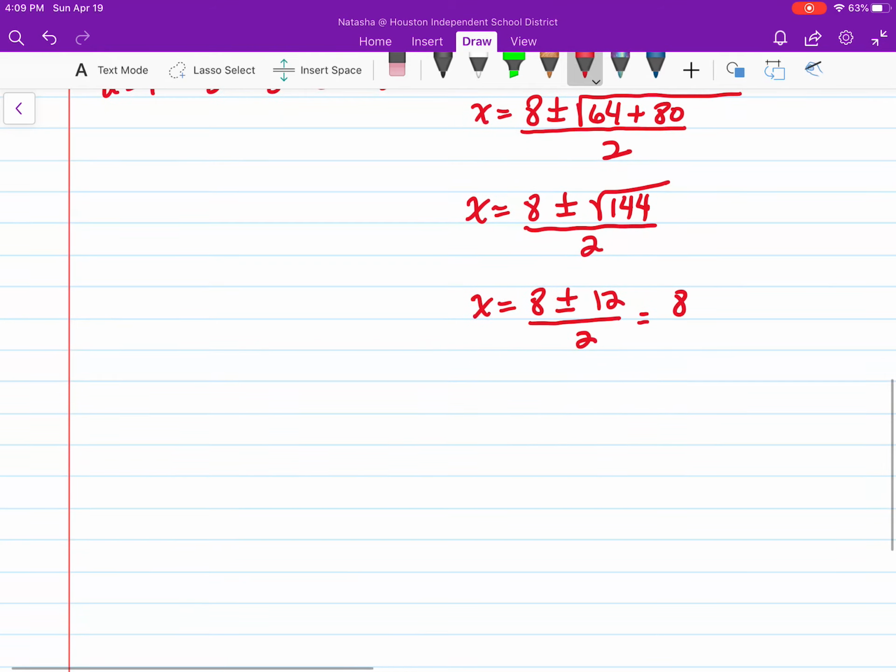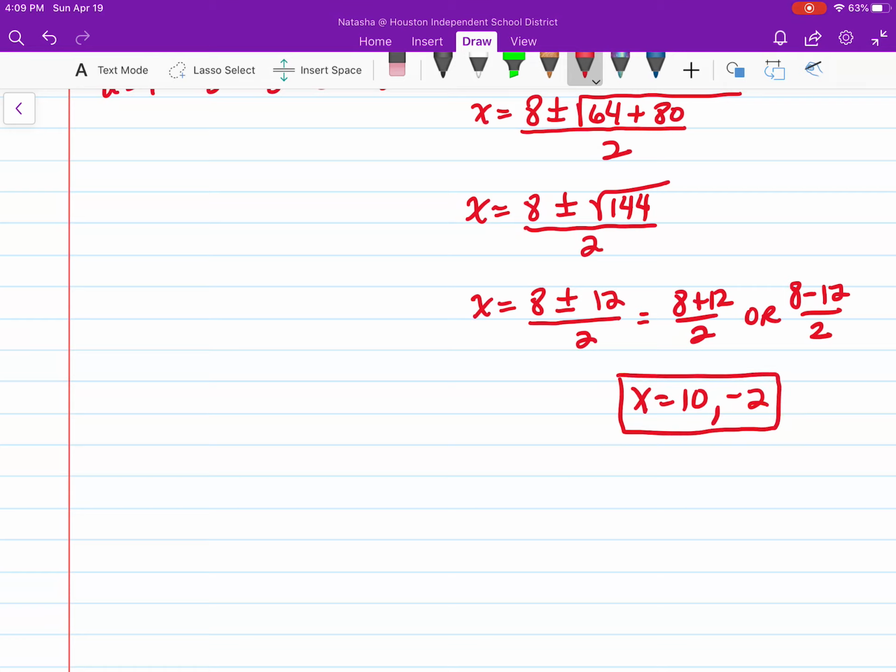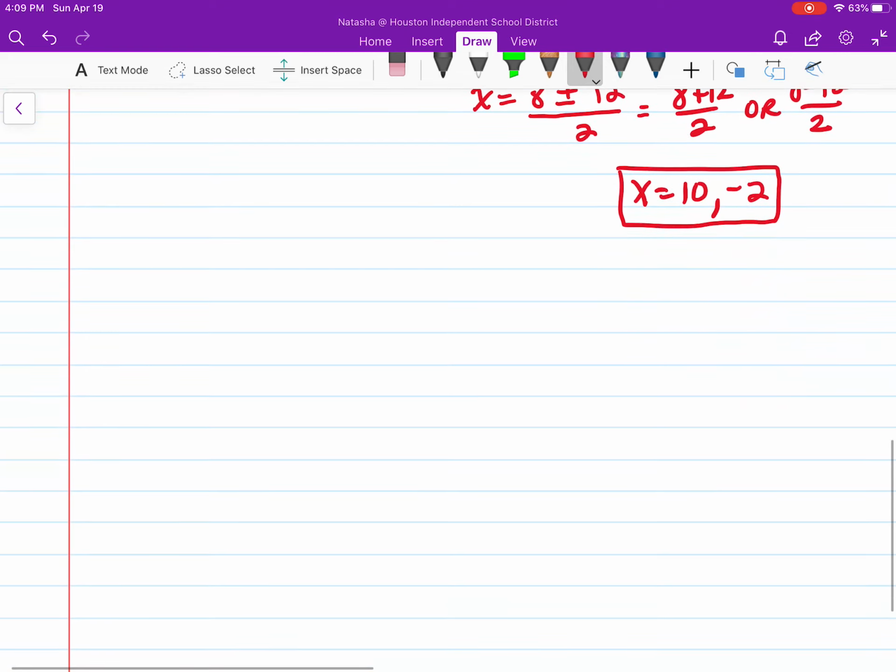Now, again, make sure you're going to say 8 plus 12, which gives me 20, divided by 2 gives me 10. So this is going to be 8 plus 12 divided by 2, or 8 minus 12 divided by 2. So 8 plus 12 divided by 2 is going to give me x is equal to 10. And then 8 minus 12 divided by 2 is going to give me negative 2. And that, ladies and gentlemen, is how you use the quadratic formula.